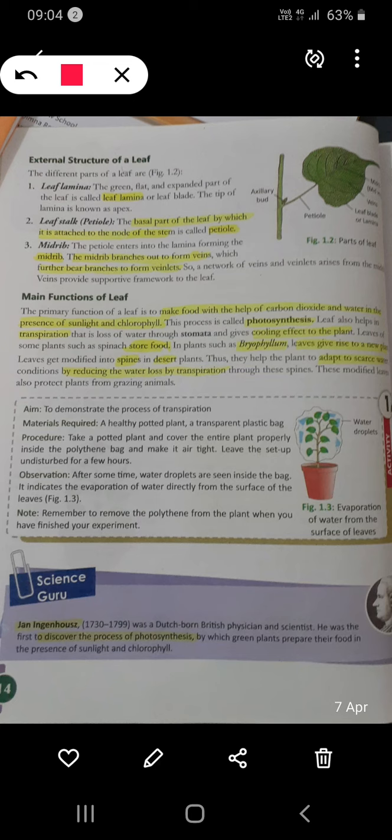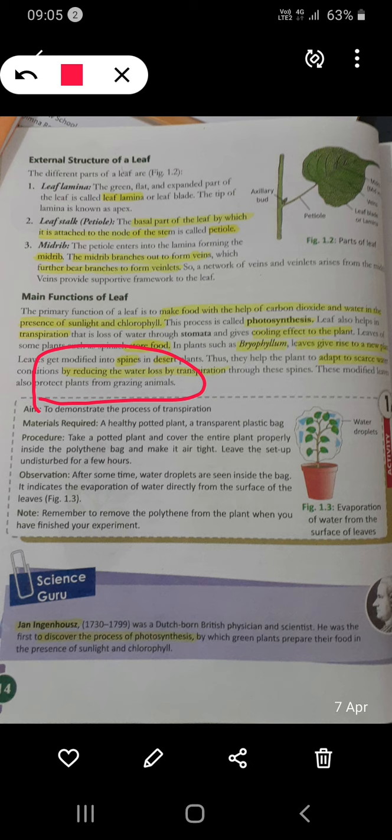Okay students, and there are so many functions of a leaf. It also reduces the loss of water by transpiration in some leaves. For example, in cactus, leaves change themselves into spines, and when it becomes a spine, there will be less loss of water. And in the desert places, in the dry places, if there is a reduction of water loss, then water will be stored for them, so they can live for some time. Okay students, some leaves also protect the plant from grazing animals. In this chapter in detail we will discuss about them.